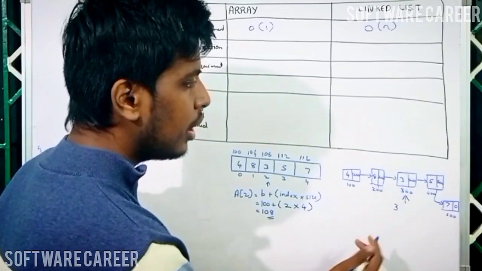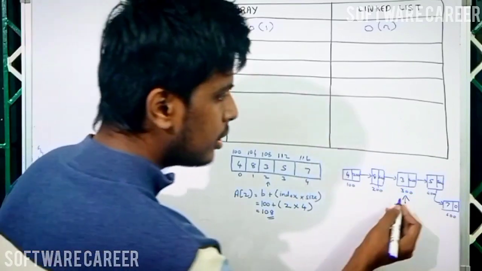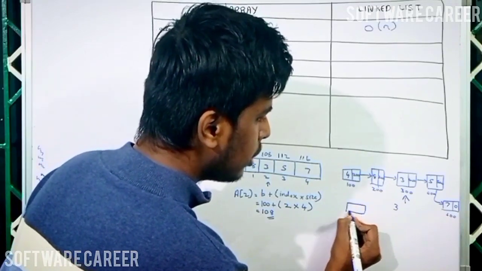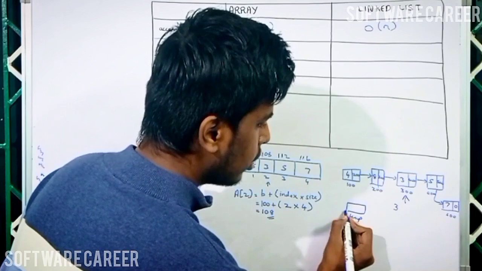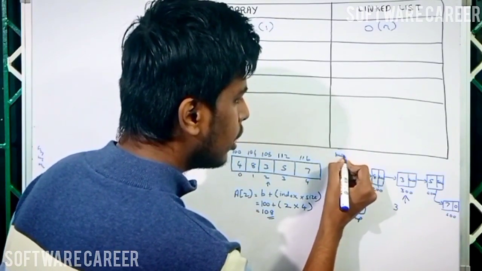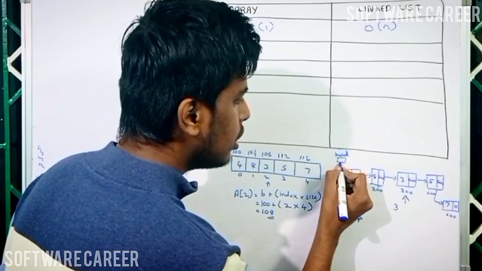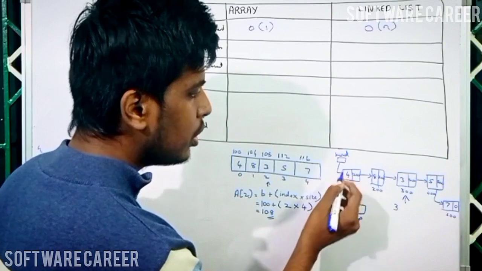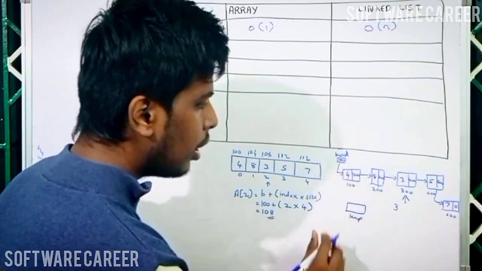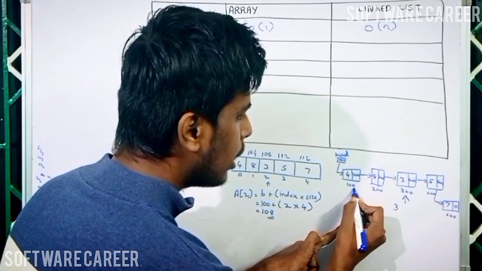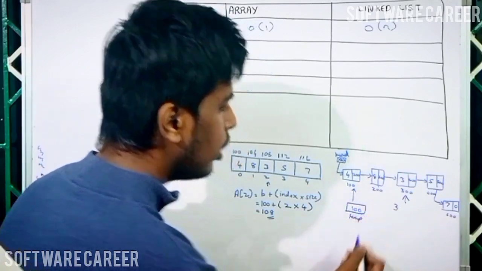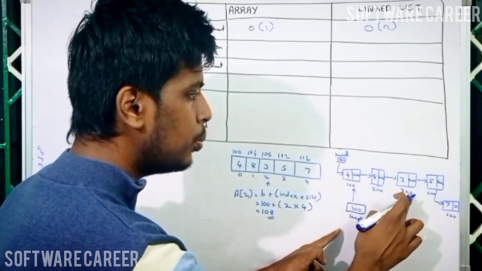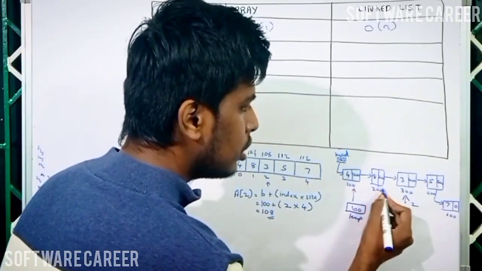So how do you find the element present at the second index? For this, you should take a temp pointer. Suppose this is head. What is head? Head is a pointer which stores the address of the first node. The address of the first node is 100, so 100 gets stored over here. Now temp points towards this first node, 100. Now you have to find the element present at index 2. This is index 0, this is 1, this is 2.